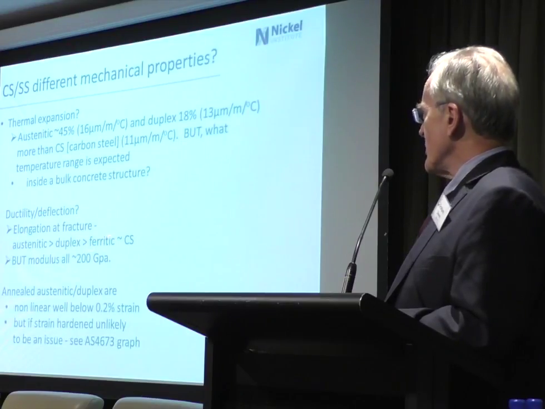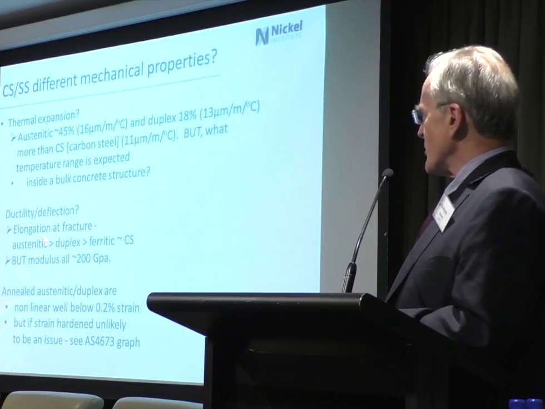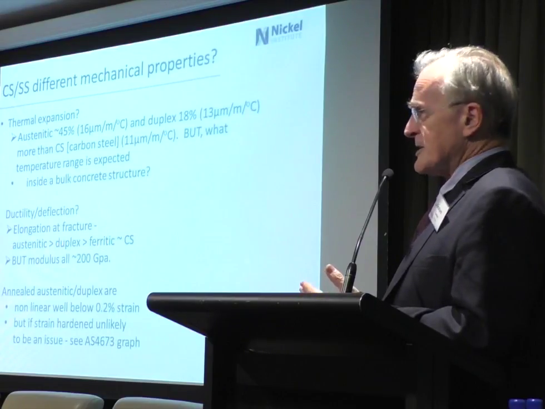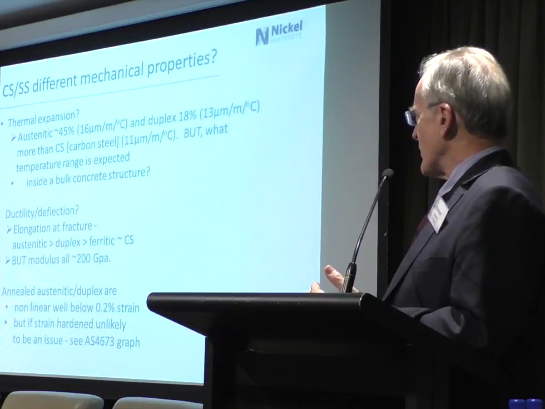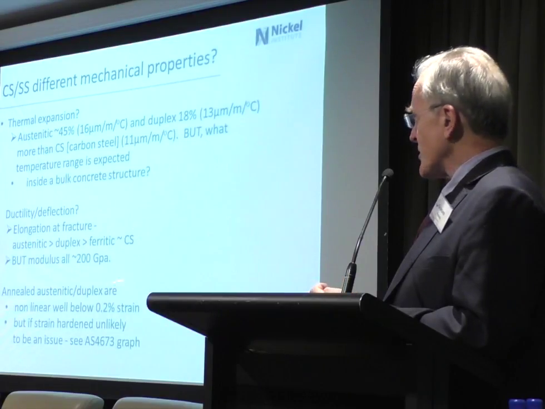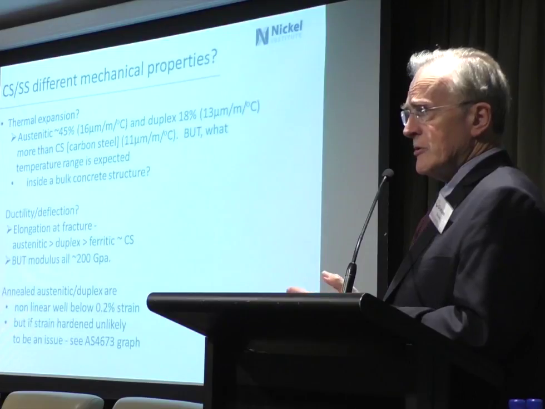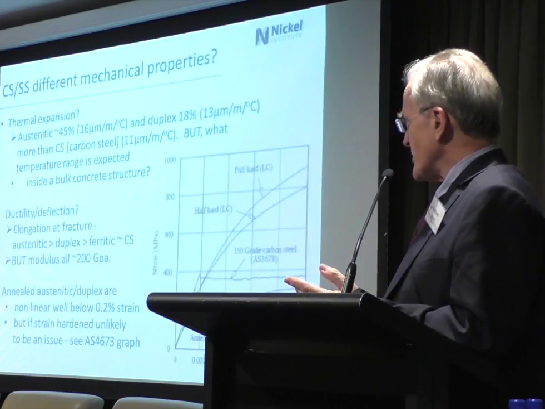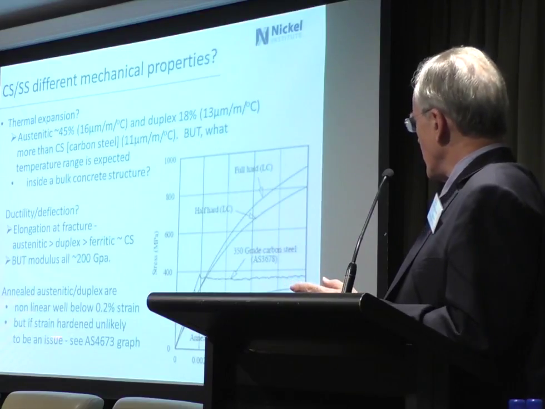Ductility, deflection, elongation at fracture: yes, austenitic is a lot more than duplex, than ferritic, sort of 55, 35, 25, approximately the same percent elongation, but the modulus of all of them is about 200 GPa, so that's going to be determining the deflection. Why is that an issue? I'll show you in a second. Oh, I'll do it now.